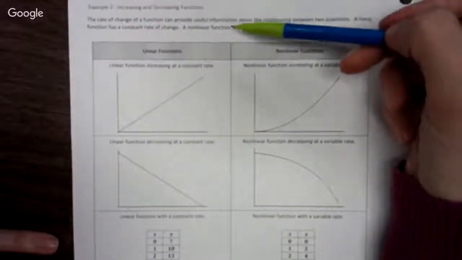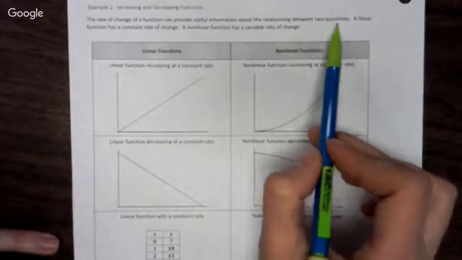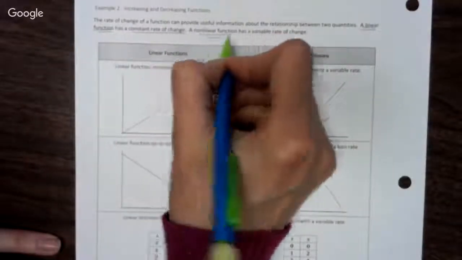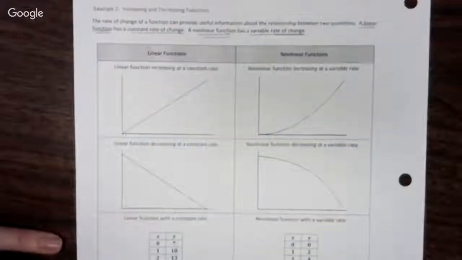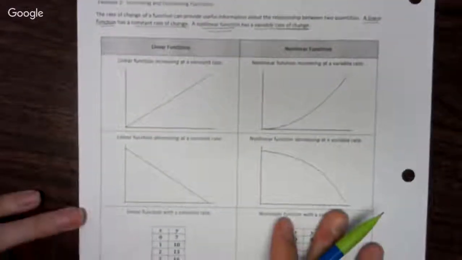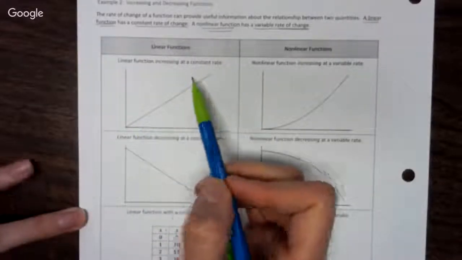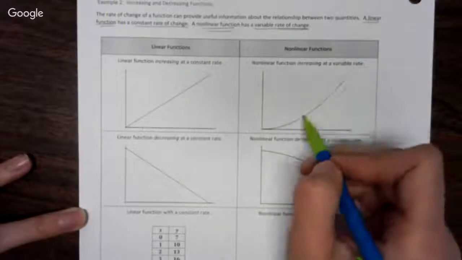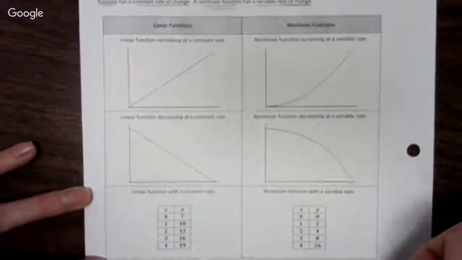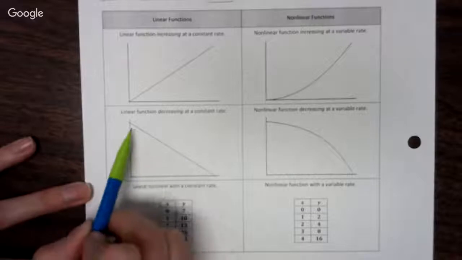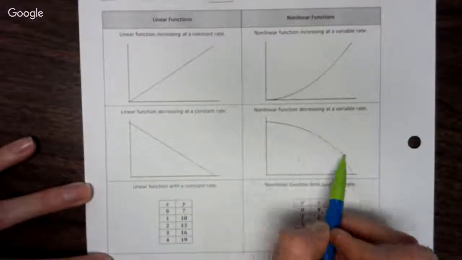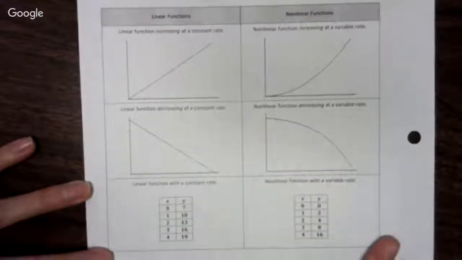All right, let's look at the next page. We just talked about how the rate of change for a function can provide useful information about a relationship. A linear function has a constant rate. A nonlinear function has a variable rate, meaning a changing rate. Let's look at these pictures. This would be increasing at a constant rate, meaning it's linear. This would be increasing just not at a constant rate, which is why it's nonlinear. This would be decreasing at a constant rate, linear. Decreasing but not at a constant rate, which is nonlinear.